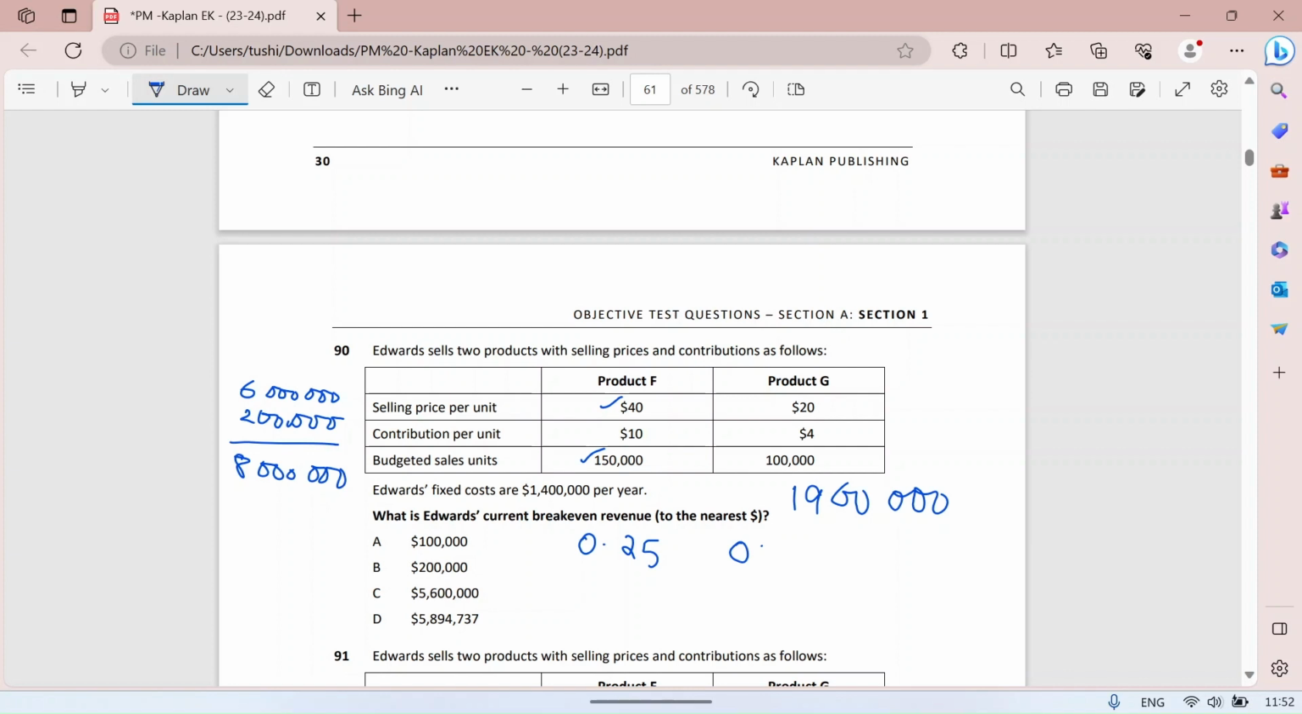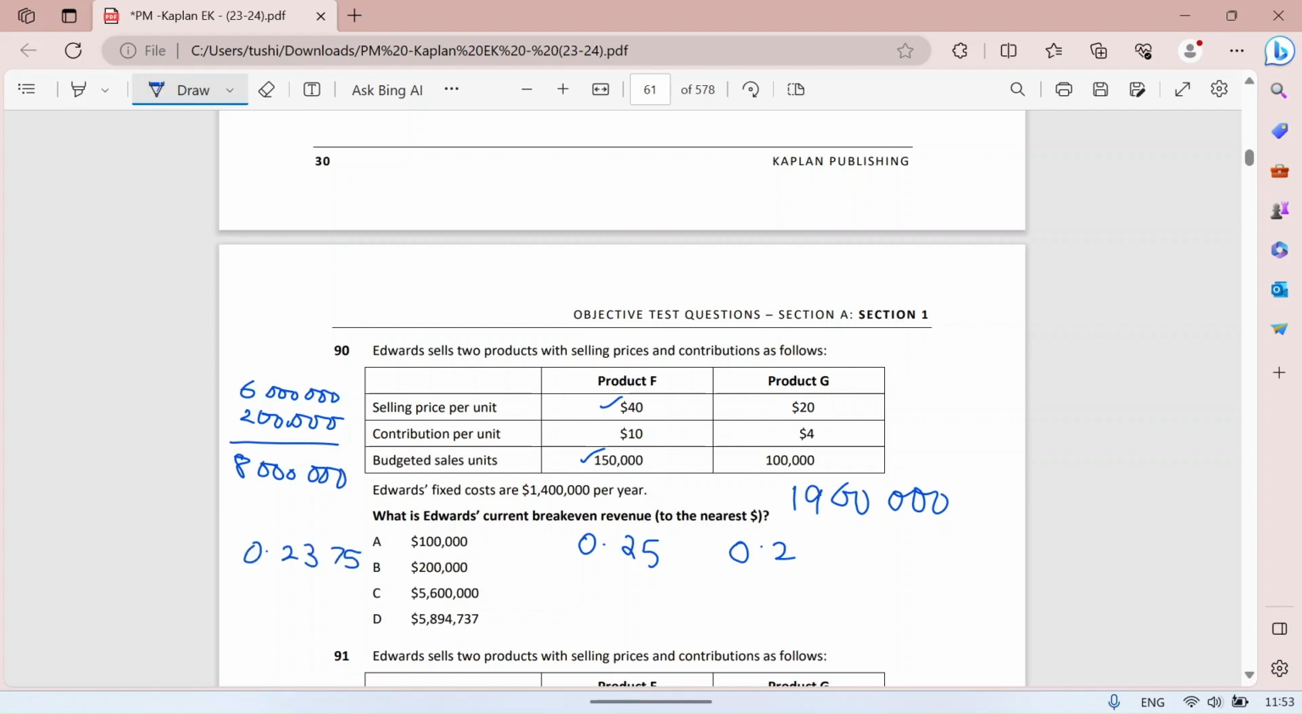Now if I have to find out the weighted average, so this is going to be in how much proportion we are selling these products. So this will be nothing but if I just divide the totals, 1.9 million divided by 8 million, so this will give you your weighted average CS ratio as 0.2375.